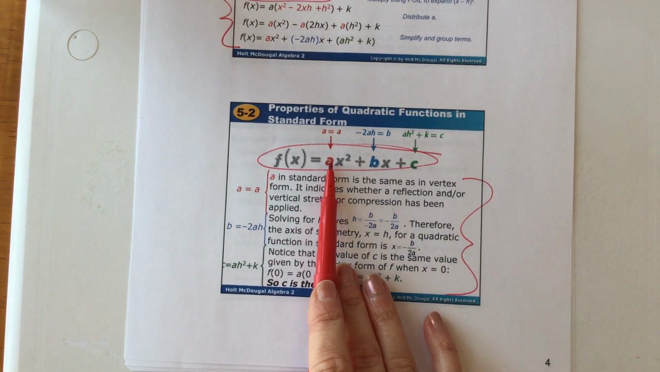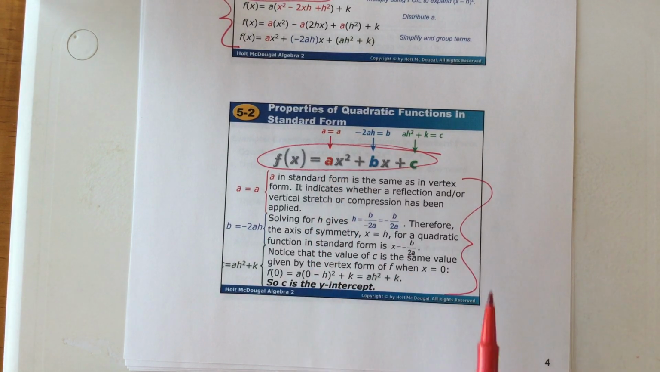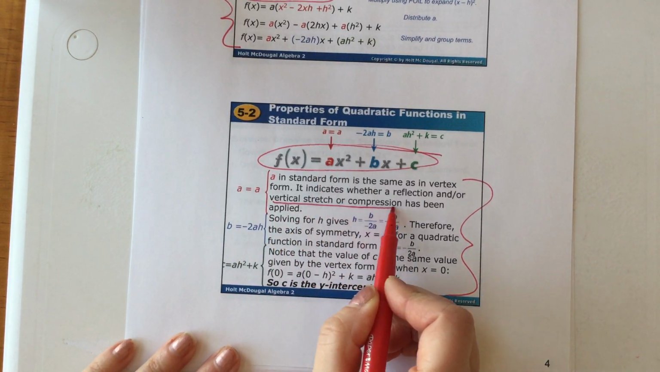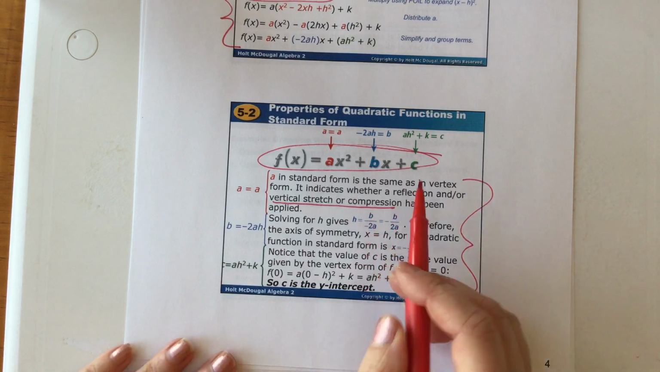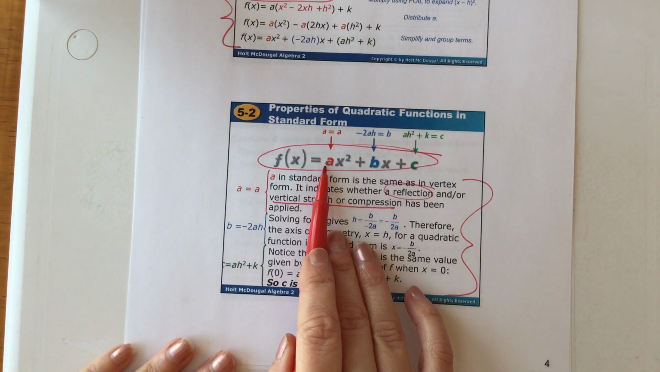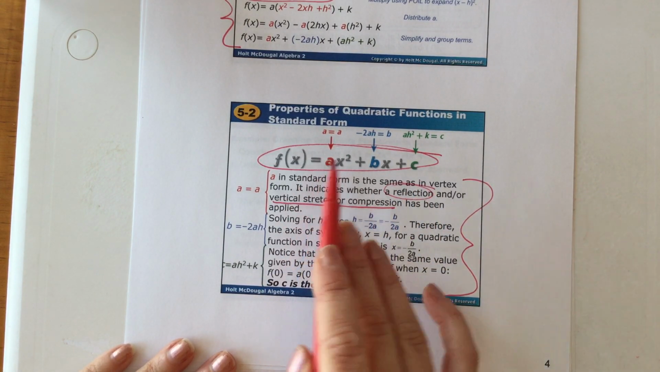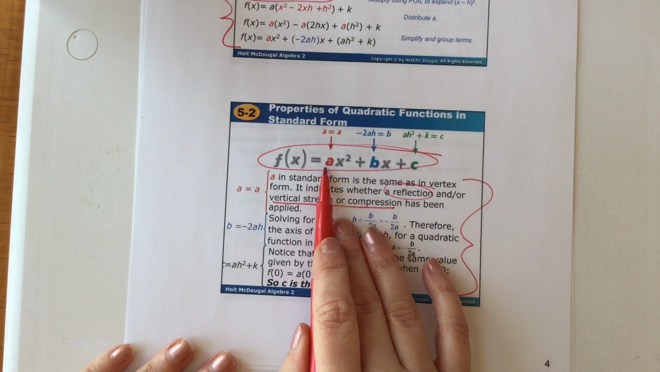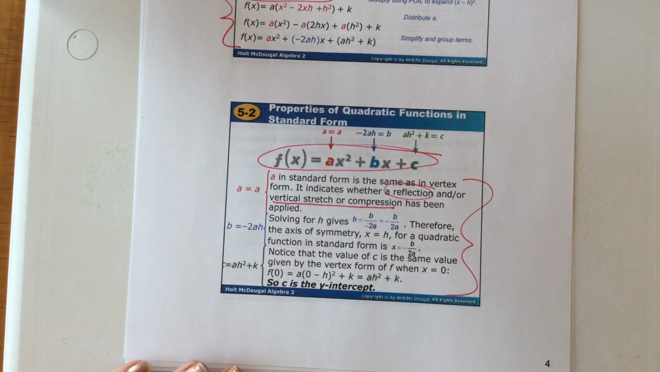One thing that's really neat, you can still look at the value of A. A tells you if there's a vertical stretch or a compression. It also tells you if there is a reflection. If this value is negative, your parabola opens downwards. If this value is positive, your parabola opens upwards.